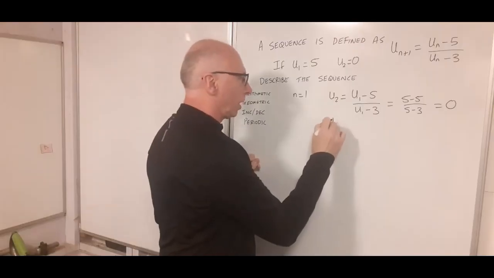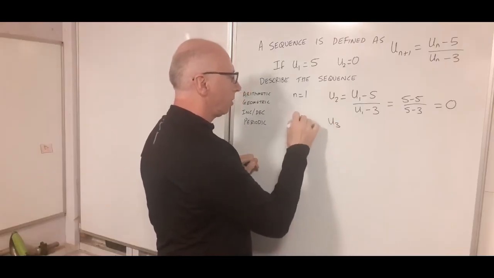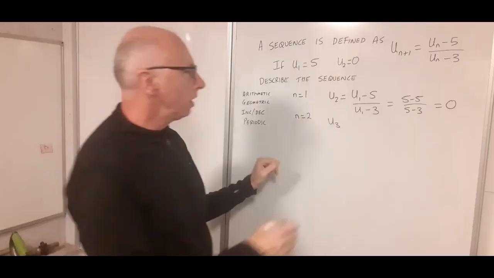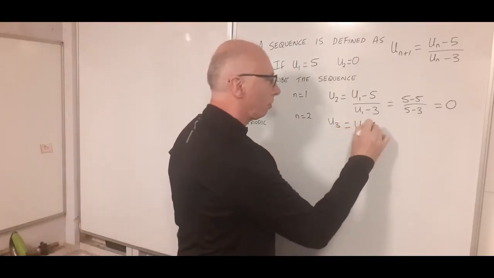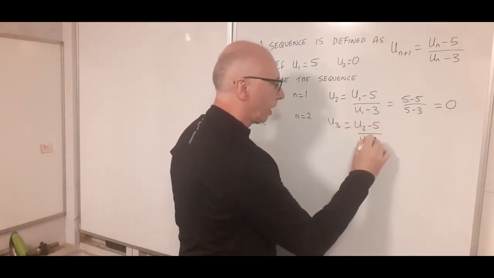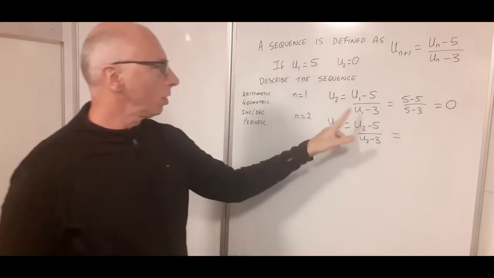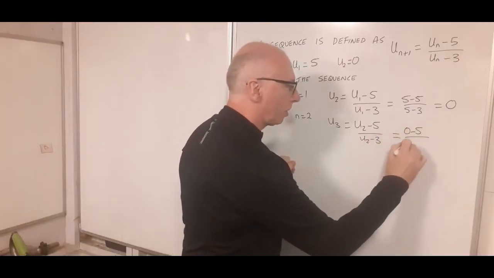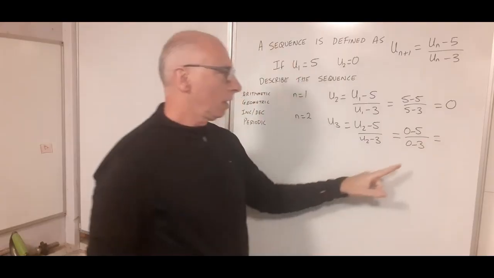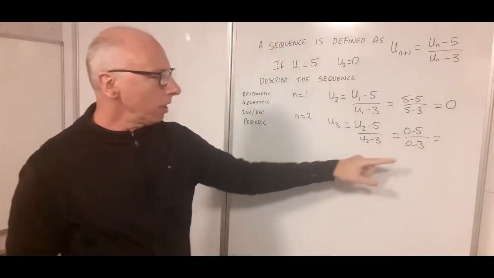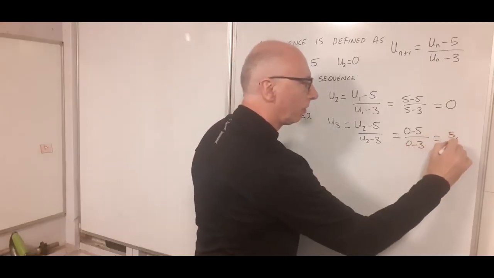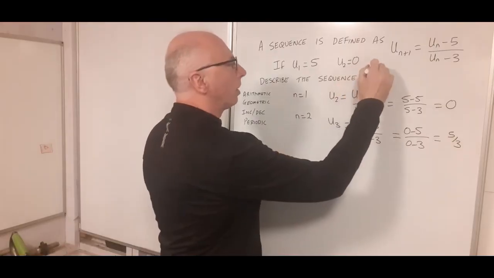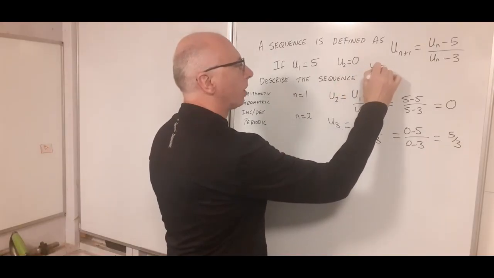So u3. That's when n is 2. So 2 plus 1, obviously 3, u3. Plug it in. So we need (u2 minus 5) over (u2 minus 3). u2 is 0. So we've got (0 minus 5) over (0 minus 3). So basically we've got minus 5 over minus 3, which is positive 5/3. Okay, so 5 to 0 to 5/3.